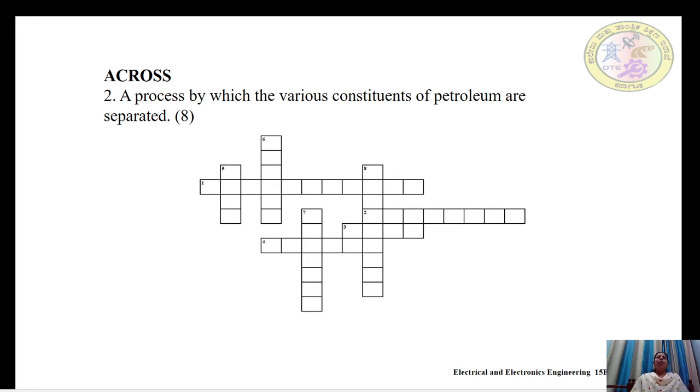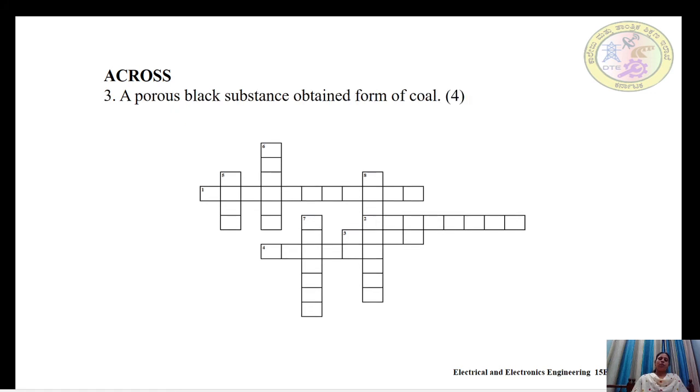I'll give some more time. Think and tell me. We will decide what this word is. It is nothing but refining. Refining is a process used in petroleum refineries to transform crude oil into useful products. Useful products may be liquid petroleum gas, gasoline or petrol, kerosene, jet fuel, etc.